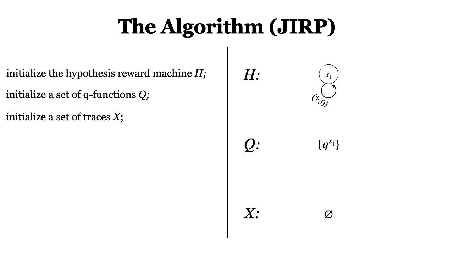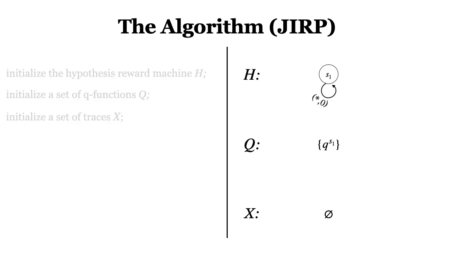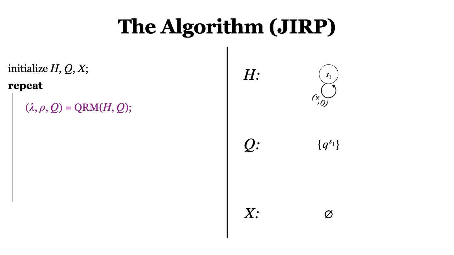And finally, we initialize a set of counterexample traces X. In the set X, we will gather the agent's experiences that contradict the hypothesis machine H. Once these three variables are initialized, we repeat the following steps. First, we run an episode of Q-learning with reward machine, abbreviated by QRM.